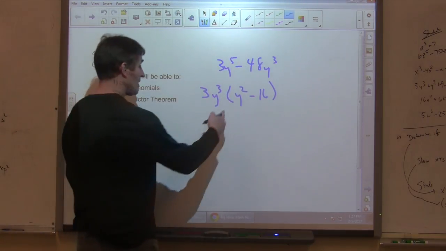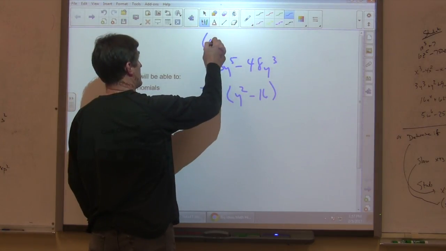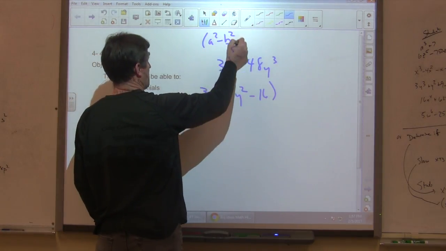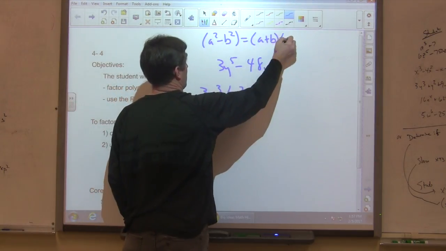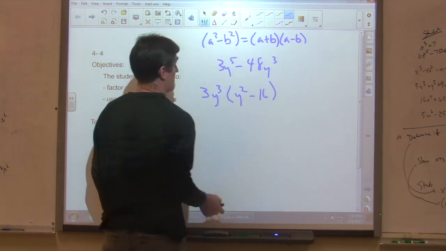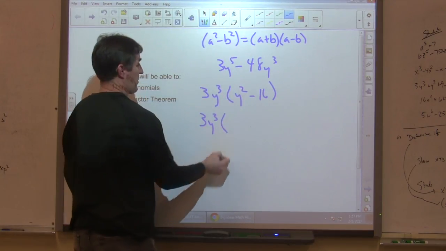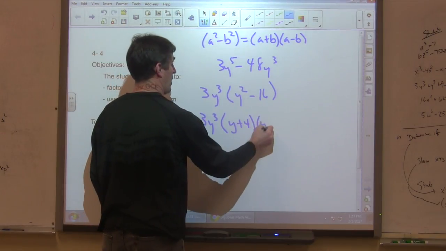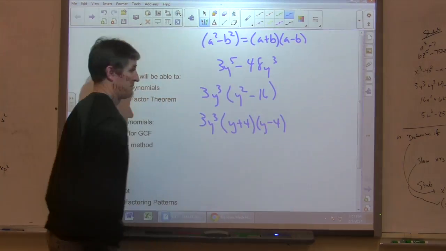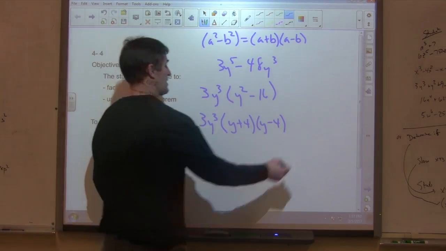Now, it's nice if you can recognize, if you remember, the difference of two squares, a squared minus b squared. If it's in that form, remember, it factors into a plus b and a minus b, so you just take the square root of both. So we keep the 3y to the 3rd, and then this would be y plus 4 and y minus 4. That's a shortcut. If you can't remember that, we can still do the X method.